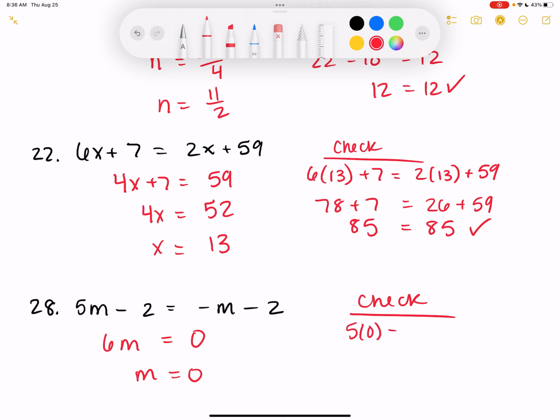5 times 0 minus 2 equals 0 minus 2. Negative 2 equals negative 2. Boom. Really hard math, isn't it?